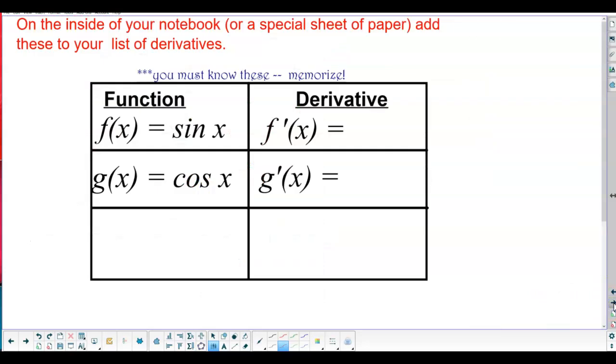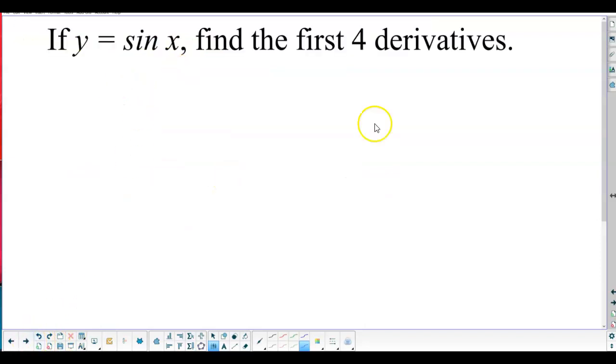All right. So grab your notebook. Those of you that created the list of derivatives in your notebook, we just have 2 new fun facts. If f of x is sine, then its derivative, the derivative of sine, is cosine. If g of x is cosine, the derivative of g of x is negative sine. Think of those as new facts. Now we can use them. Let's see how to use them.